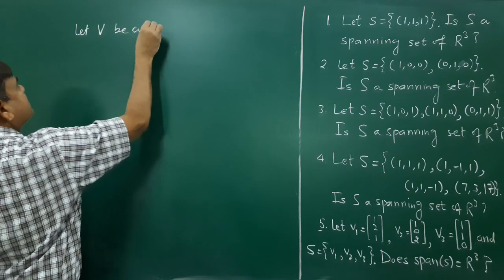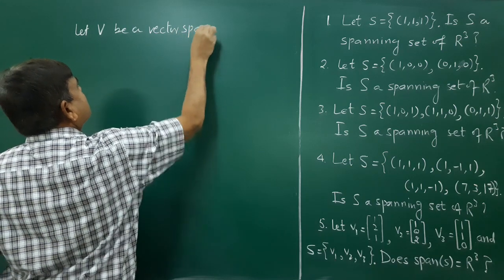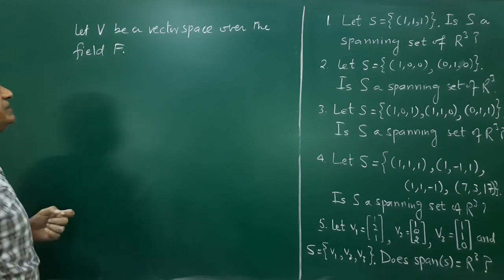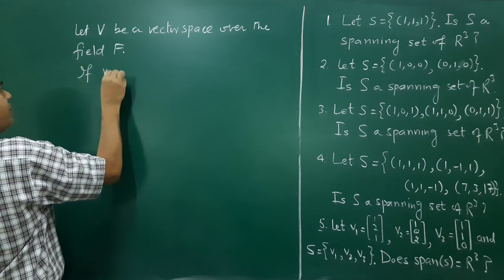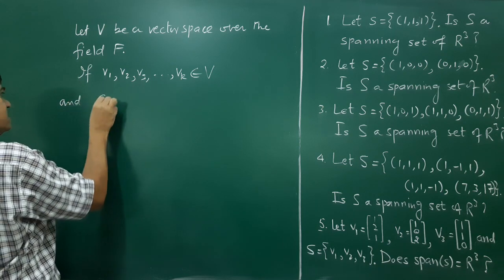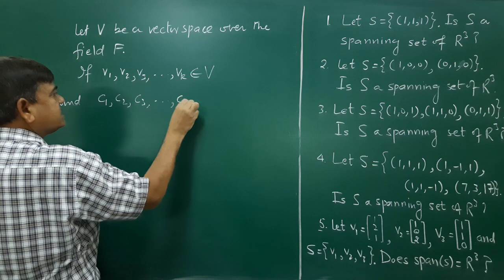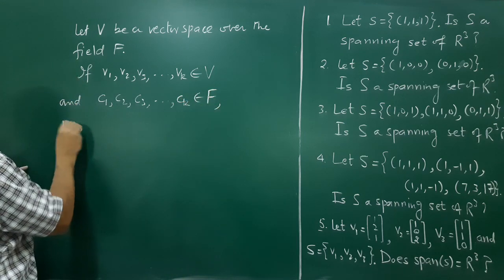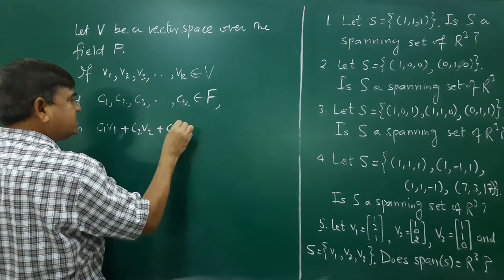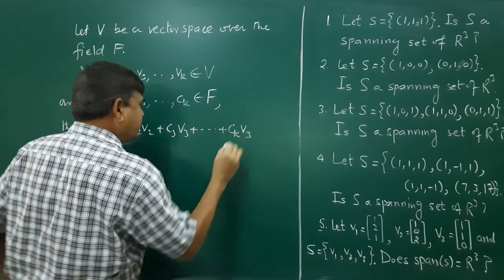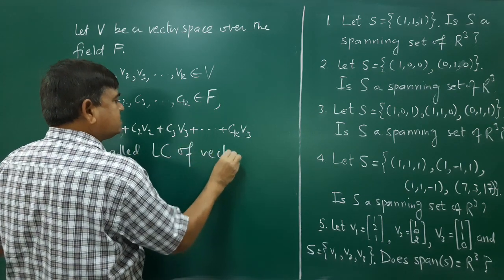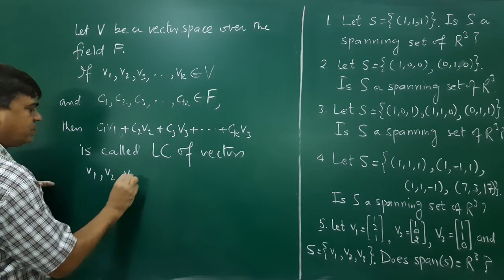Let V be a vector space over the field F. If V1, V2, V3 belong to V and C1, C2, C3 belong to F, then C1 V1 plus C2 V2 plus C3 V3 up to CK VK is called a linear combination of vectors V1, V2, V3, up to Vk.